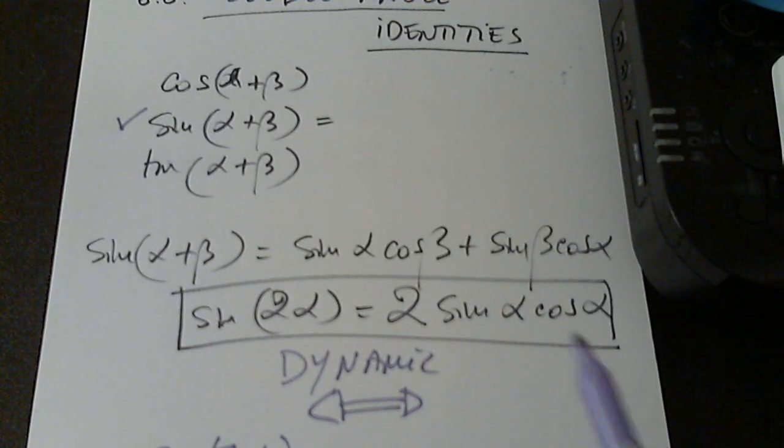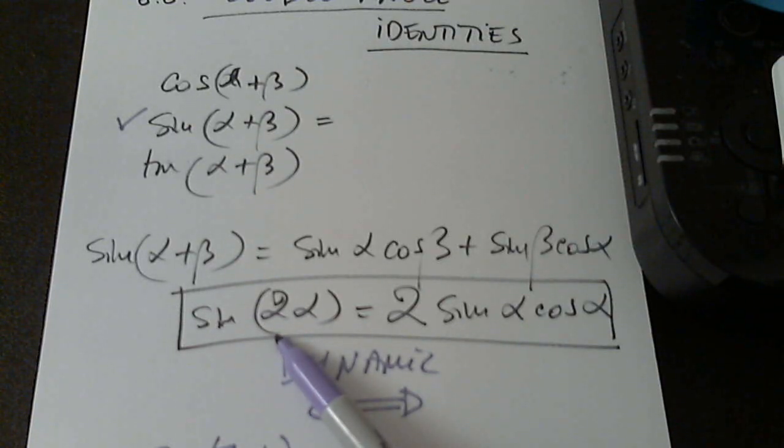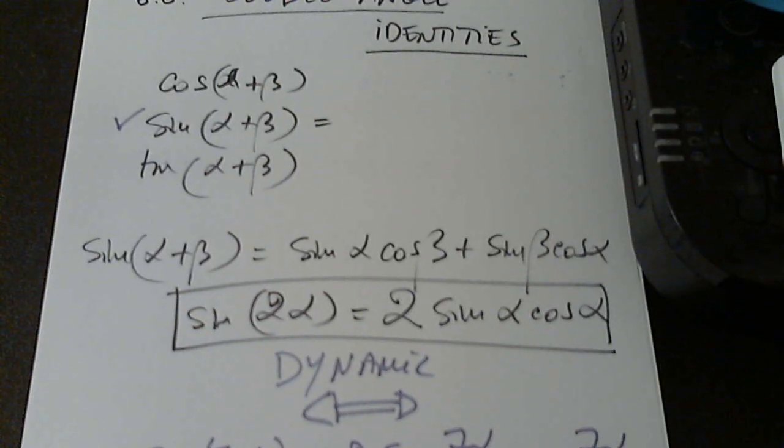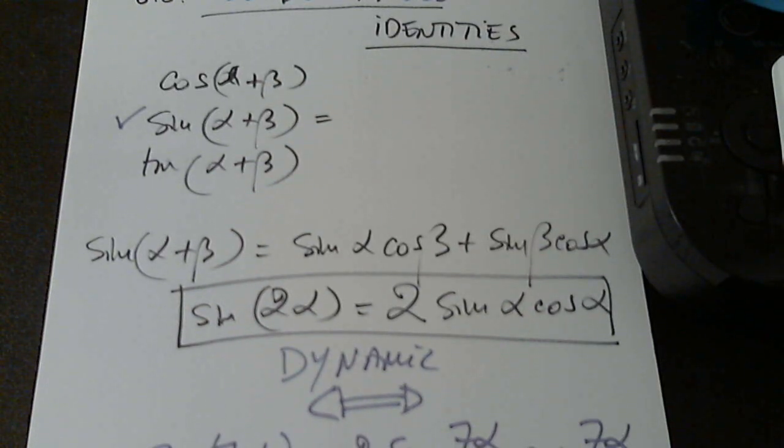Very simple. How do I get this? Dividing 2 alpha by 2 to get alpha. So that's fine. 2 sine 7 alpha over 2 cosine 7 alpha over 2. What about sine 4 alpha? No problem. 2 sine 2 alpha cosine 2 alpha.